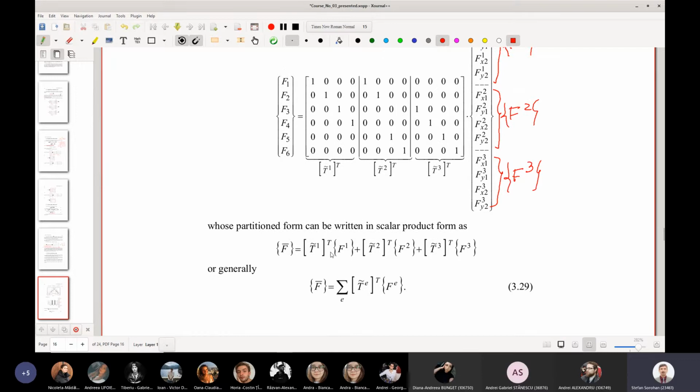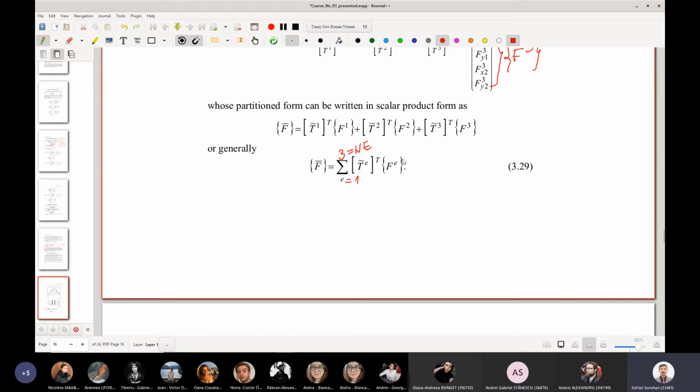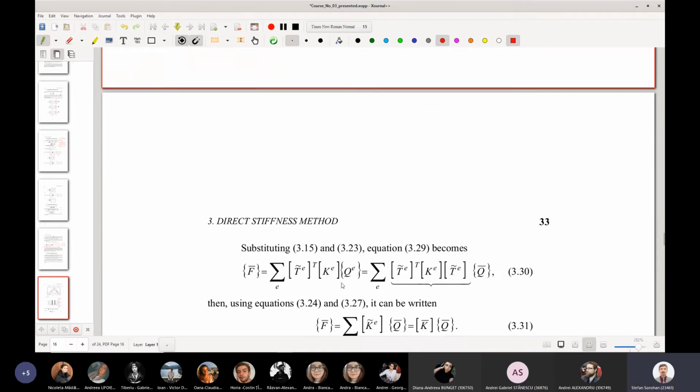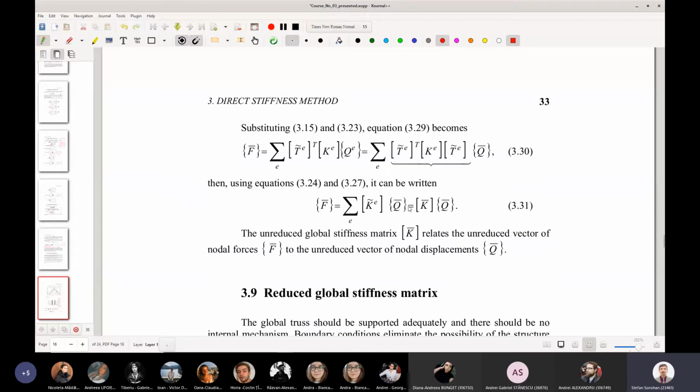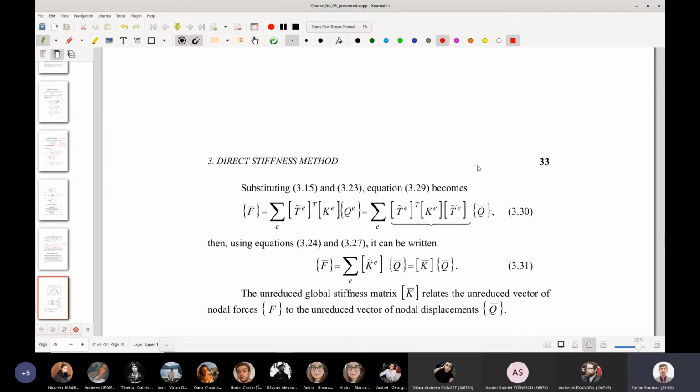This is just a general form here, from E equal to 1 to 3 in this particular case. But generally, this 3 means the total number of elements. This is the idea. Then, if you take that this one is capital K times Q and put it here, and then you take the connectivity matrix here and put it here, you will obtain the same relationship for the force. So the same matrix here is the sum of these expanded element stiffness matrices. So you can demonstrate, if you want, the assembling process.